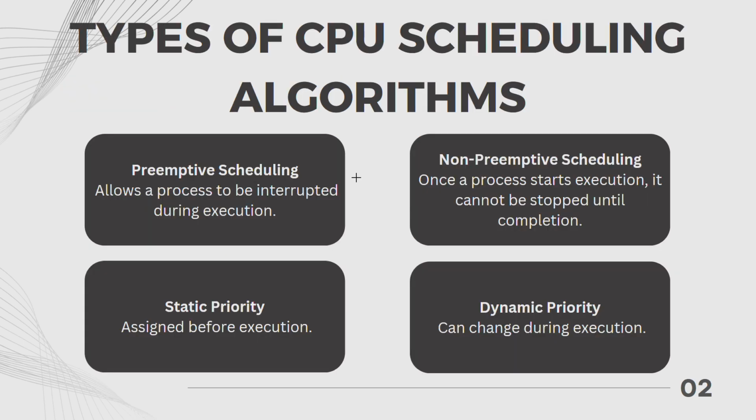There are two types of CPU scheduling algorithms, preemptive and non-preemptive, and they can be further classified according to priority. Preemptive scheduling algorithms allow a process to be interrupted during its execution, while non-preemptive scheduling algorithms say that once a process starts executing, it cannot be stopped until its completion. Static priority is assigned before execution, and dynamic priority can change during runtime.